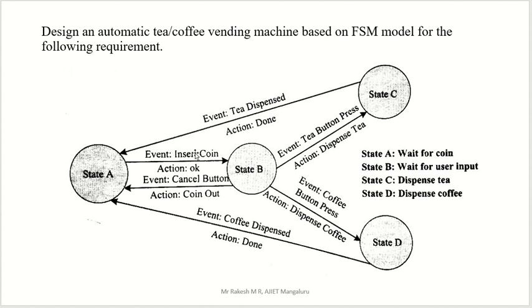Once you are adding a coin inside the vending machine, what is the action? Yes, the coin is added inside, so the action is okay. Event is insert coin, action is okay. Then if that is okay, only then does it go to the second part, that is wait for the user input. That means once you added your coin, it goes to wait for a user input.